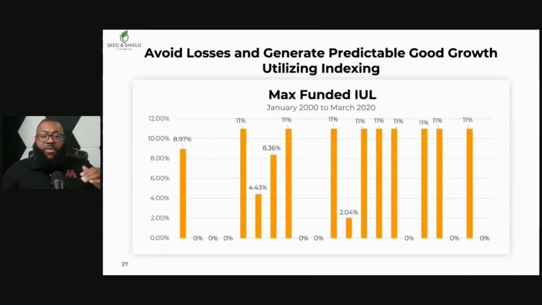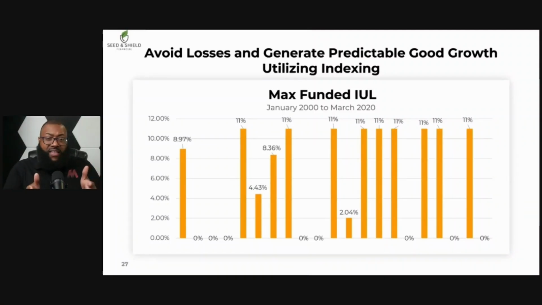So in this example, I'm using a cap of 11%. Right now, today in 2025, if you're watching this video, the carrier that I use, my carrier of choice, I use multiple carriers depending on my client situation, but my carrier of choice has a 12% cap. So it can even be higher than 11%. So 11% is a common one, conservative. It's a good example to use.